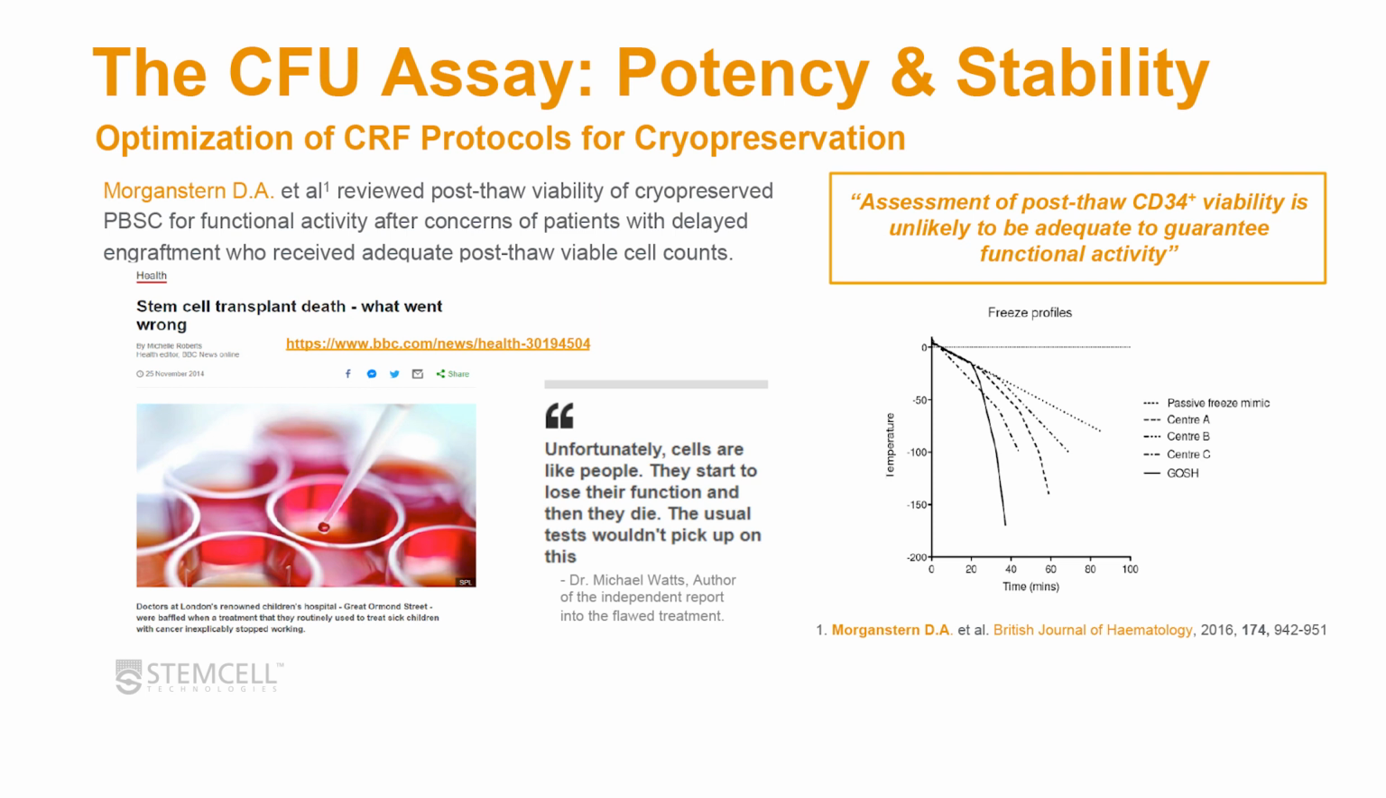The other issue, of course, is that even more recently we've realized that CD34, when you're looking at viability on cryopreserved samples, works until it doesn't. And this slide really illustrates a situation where it didn't. There were some issues at a hospital, Great Ormond Hospital in London, where they realized that there were patients with delayed engraftment who had received adequate post-thaw viable cell counts, but they couldn't understand what was going on and why their transplants were delayed.